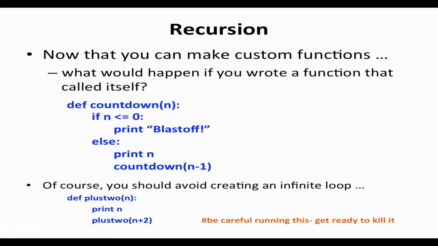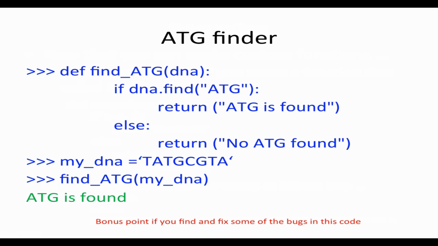OK, yeah? Excuse me. I was testing a sequence without ATG, but it's giving me an output saying that I have it. You have it. So that's a bug, isn't it? It shouldn't, I don't think.